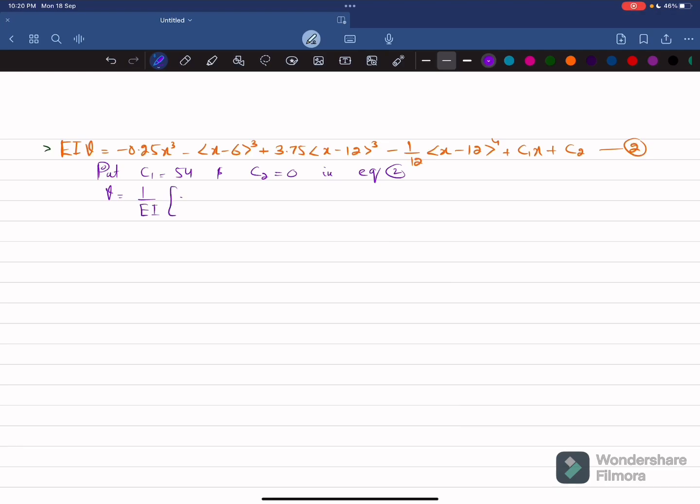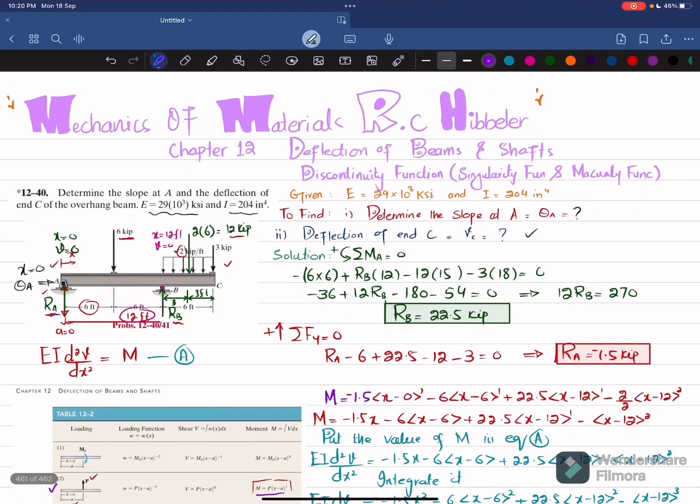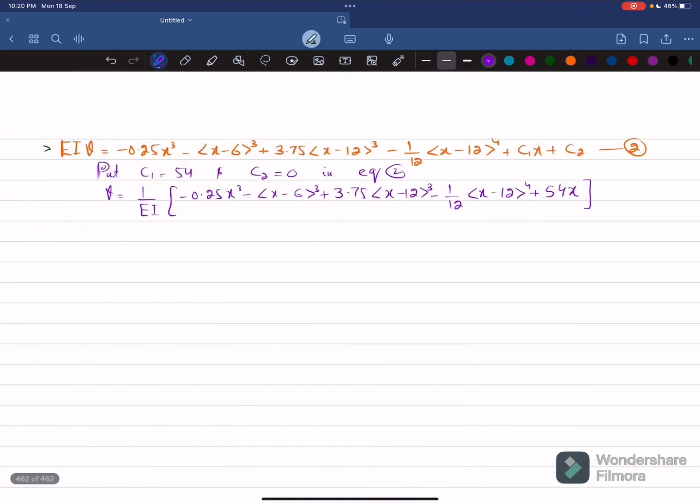So v is equal to 1 over EI into minus 0.25 x cube minus (x minus 6) cube plus 3.75 into (x minus 12) cube minus 1 over 12 into (x minus 12) power 4, plus 54x, and C2 is equal to 0. Now we have been asked to find the deflection at C. So here you have to find the deflection, so x will be equal to 18 feet. So put x is equal to 18 feet.